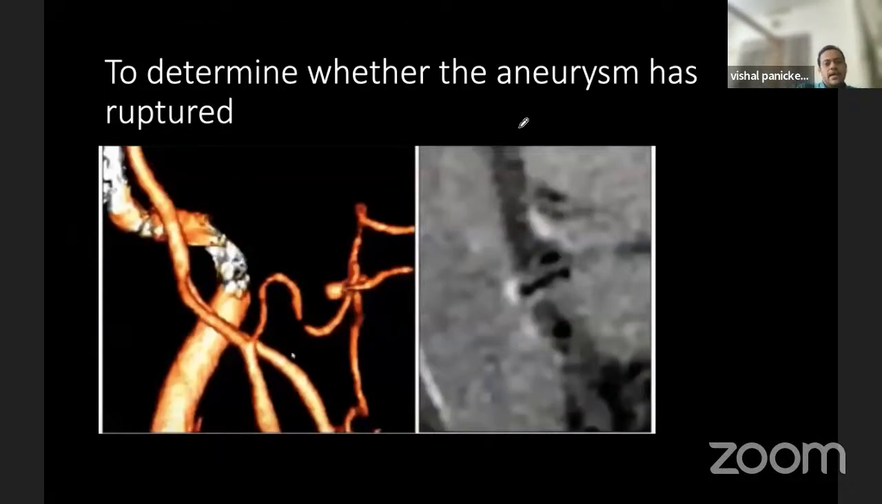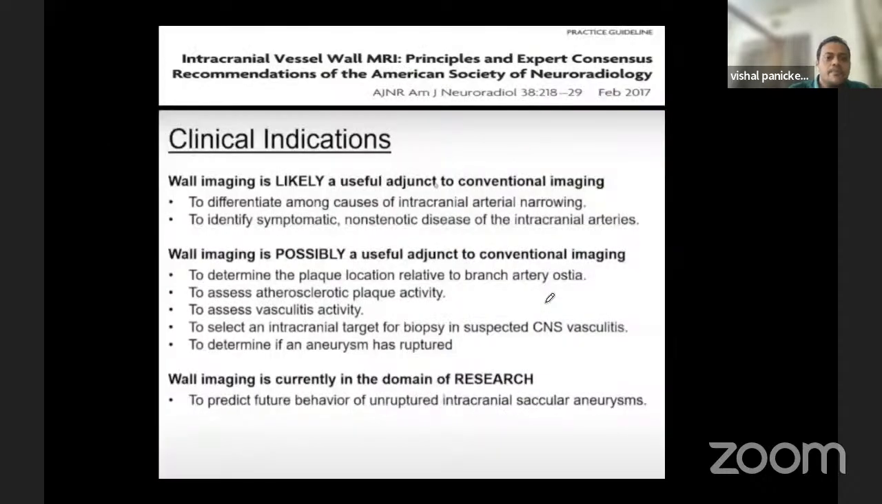We can determine whether an aneurysm has ruptured or not from vessel wall imaging. In a patient presenting with a thunderclap headache and MR imaging showing an aneurysm, with all other investigations showing no evidence of bleed, the vessel wall imaging, if showing hyperintensity along the aneurysmal wall, is suggestive of rupture of the aneurysm, and it also predicts that the aneurysm has a high risk of rupturing.